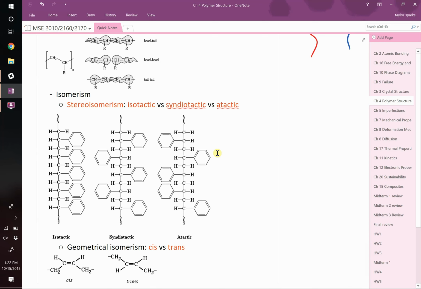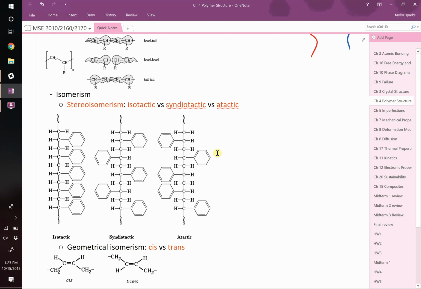Now, polystyrene can exist in a couple different isomers, right? You can have isotactic. Iso means the same. Tactic must mean like the side. The same side. So if it's all on the same side, that's one way of making this polymer. Another one is syndiotactic, where it's alternating. And then you can have atactic, meaning there's no order, right? It doesn't have a side preference.